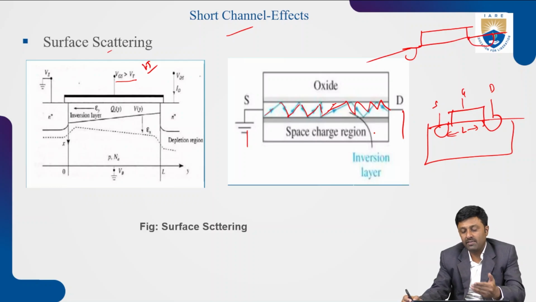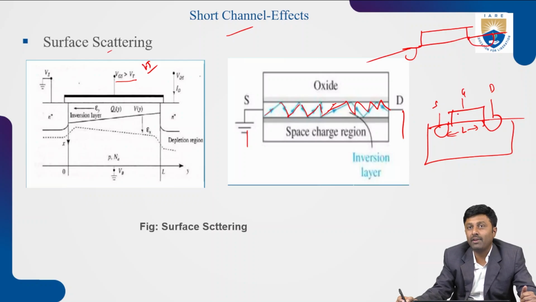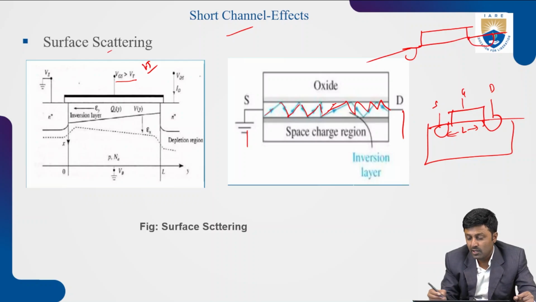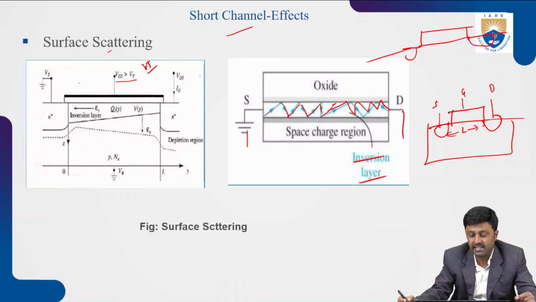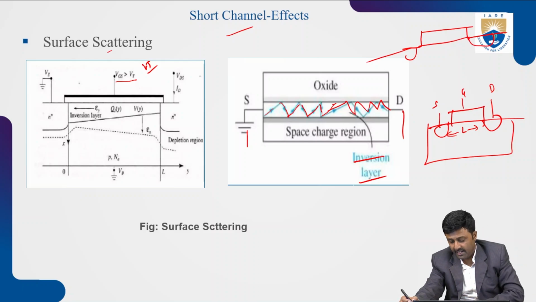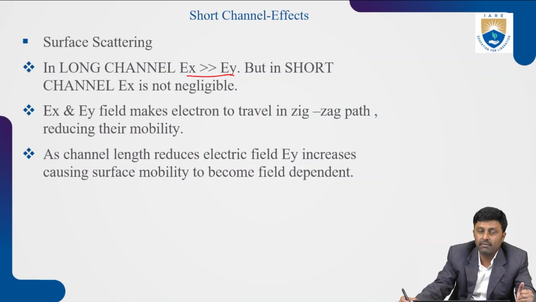So the surface scattering will occur in the movement of electrons from source to drain. This layer, we call it an inversion layer, which is called surface scattering. So this is the second short channel effect that the MOS encounters.